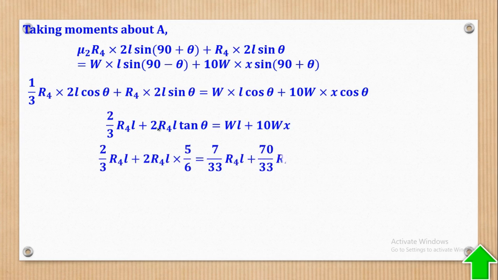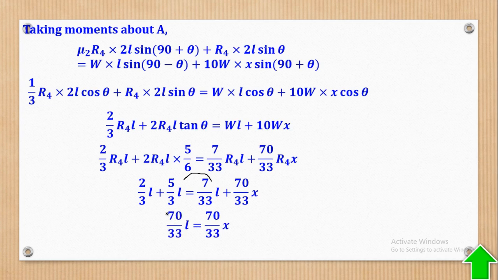Remember, my aim is to get the value of X. Now I remember that W is equal to 7 over 33 R4, so I'll come and substitute there. So when I substitute there, I realize that R4 is common throughout, so I'll cancel this R4, this R4, this R4, and this R4 to come up with this. Then next is collect like terms. So when I take this one this side, I'll come up with 2 over 3 plus 5 over 3 minus 7 over 33, everything multiplied by L. So in the end I'll come up with 70 over 33 L.